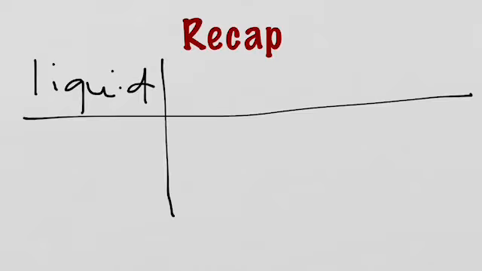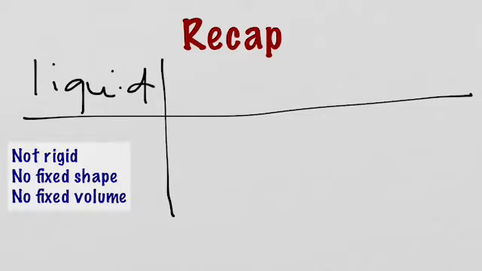Okay, now we're going to recap. Some of the characteristics of a liquid are: it's not rigid, there's no fixed shape, and no fixed volume.